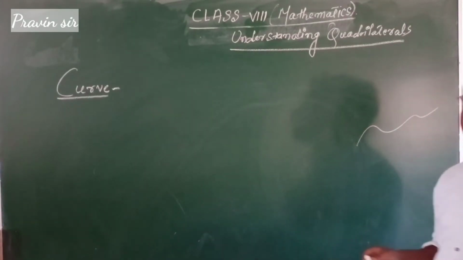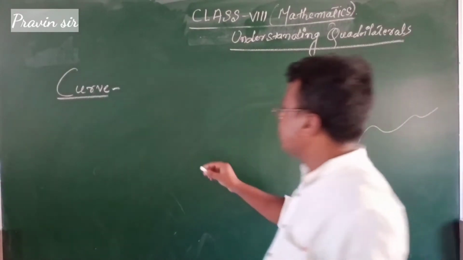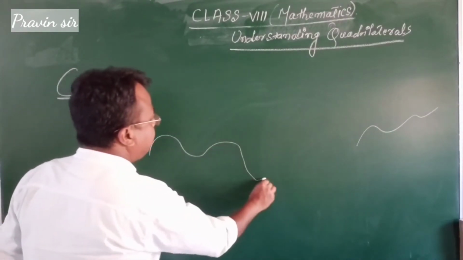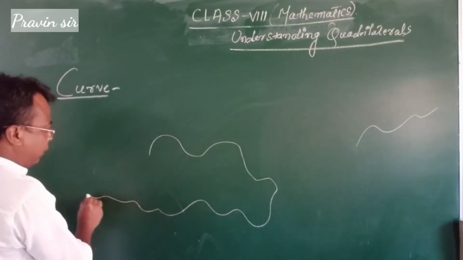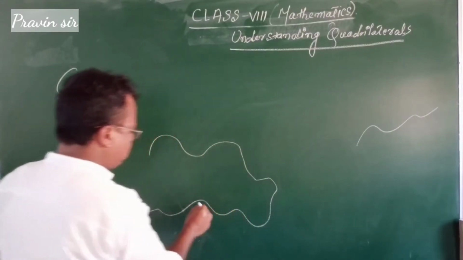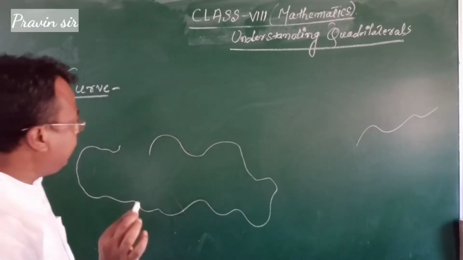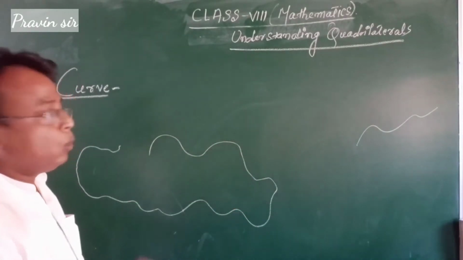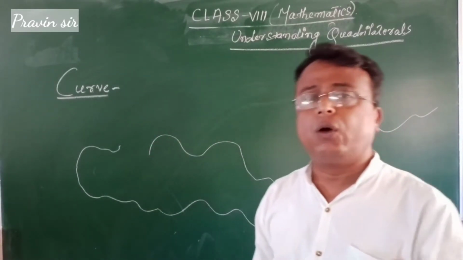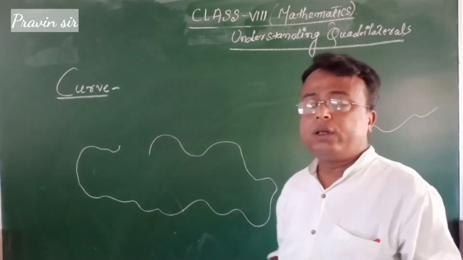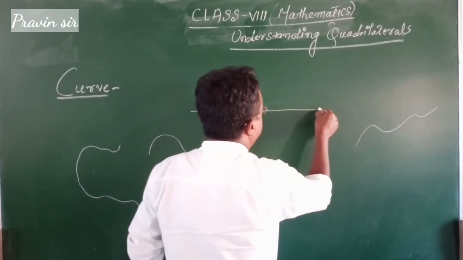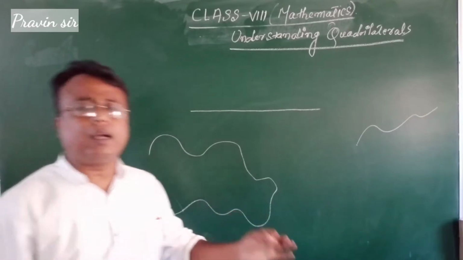In mathematics, the definition of a curve is, suppose without lifting the pencil, whatever figure you draw. While drawing this figure, I did not lift the pen or chalk. Without lifting the pen or pencil, whatever figure you draw is called a curve according to mathematics. If I ask whether this is a curve, definitely you will say no, it is not a curve because it is a straight line.